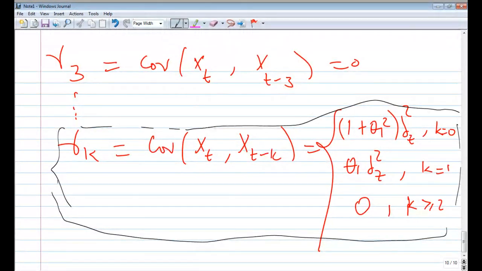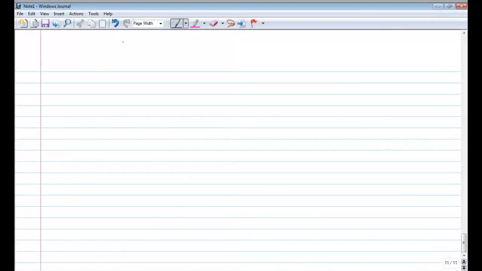Can I give you another method if you don't like this one, or if this one is too long for you? Yes, please. Okay, let me just give you another one. Method number 2.